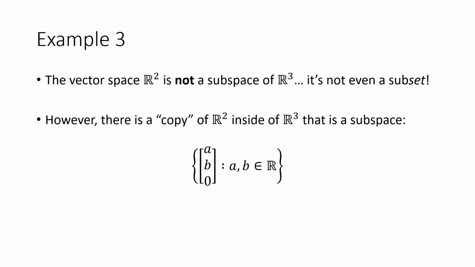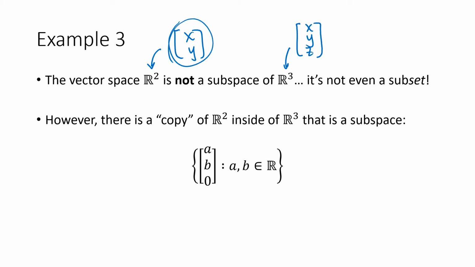So how about another example here? Let's look at R2. Typically we think of R2 as kind of like the XY plane, and R3 is kind of like XYZ 3-dimensional space. And so typically we would think of the XY plane as kind of living inside of R3. But it doesn't really, because the vector space R2, that's vectors that look like XY. And the vector space R3, that's vectors that look like XYZ. So if you have your vector with 2 components, that isn't actually a vector in R3. It doesn't have a 3rd component. So it's not even really a subset.